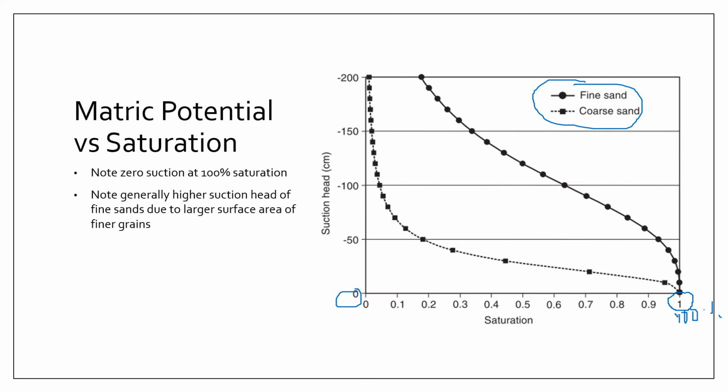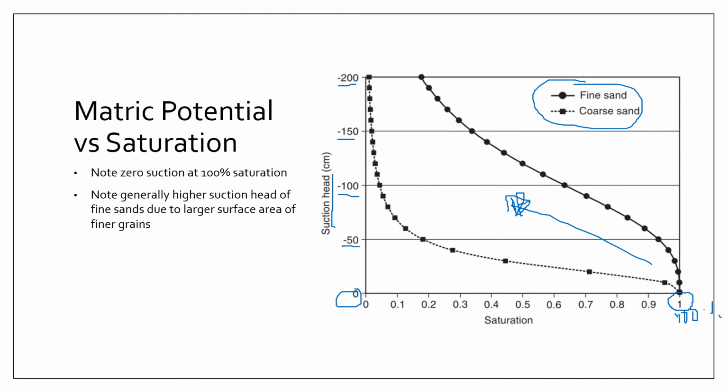When you have saturation that is less than 100%, you get an increasingly negative suction head. These are negative values because they are sucking. Negative pressure sucks. Positive pressure exerts pressure. Now let's go here.